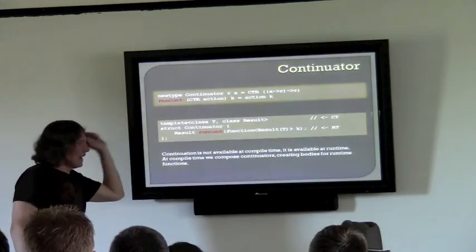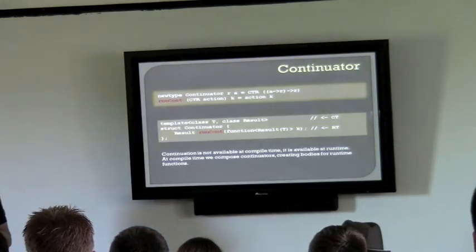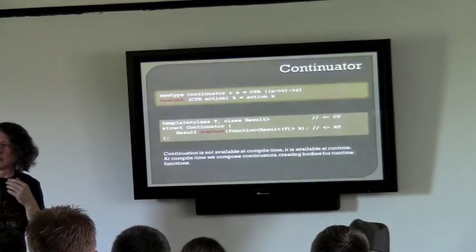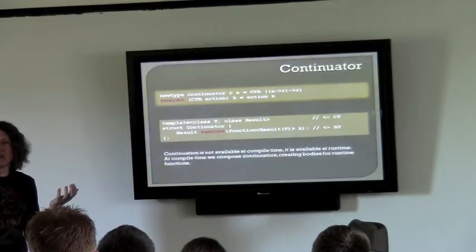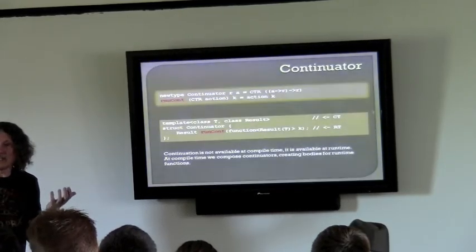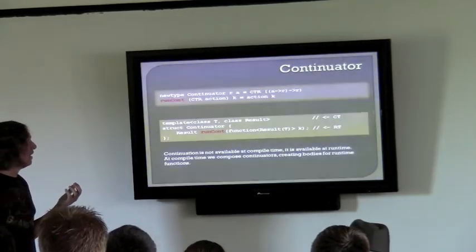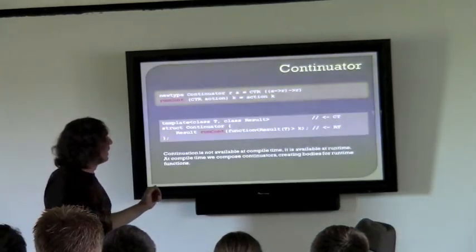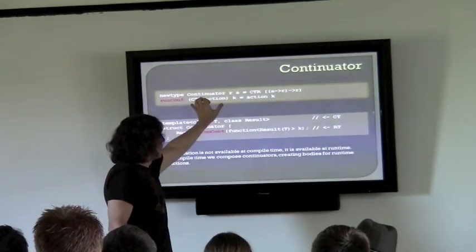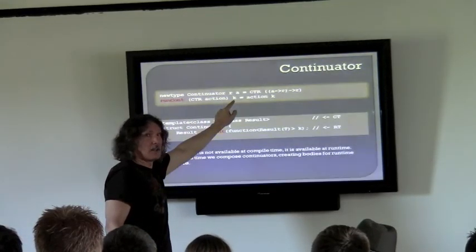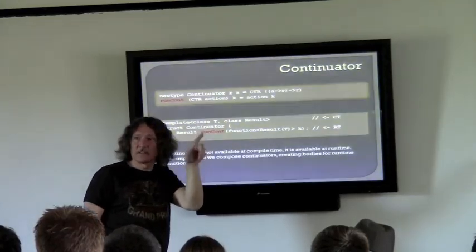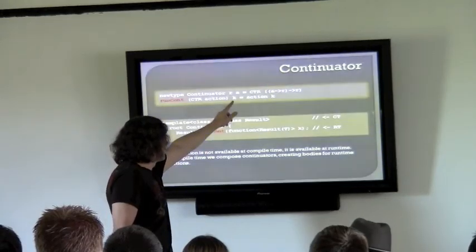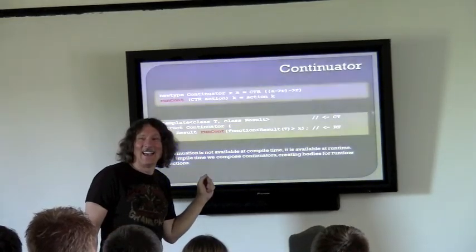Oh, yeah. Right. So this is an auxiliary function that shows me how to use my continuators. I have a continuator, and what I want to do with it is eventually call it with a continuation. So there's a function run continuator, and it takes a continuator and a continuation. Continuations often use the letter K. Starts with a K.